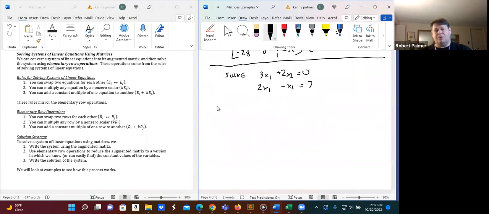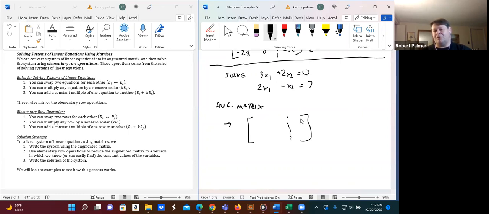So what we're going to do is essentially make a matrix out of this system of equations. So we have this little dividing line. This separates the left side from the right side of my equation. So I'll go and do the right side over here.